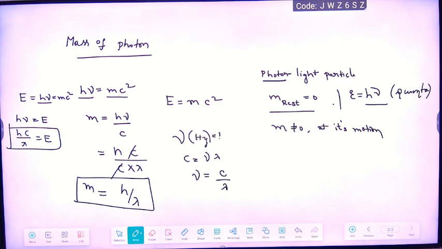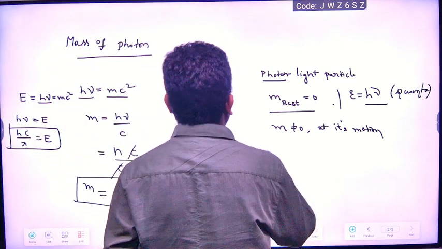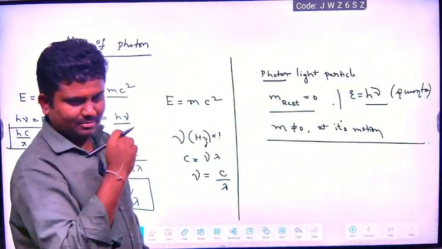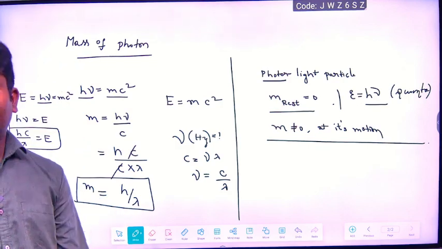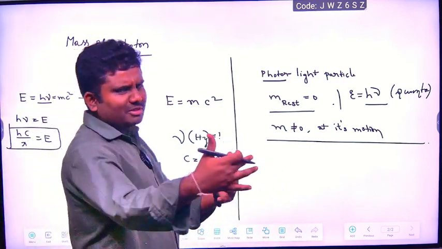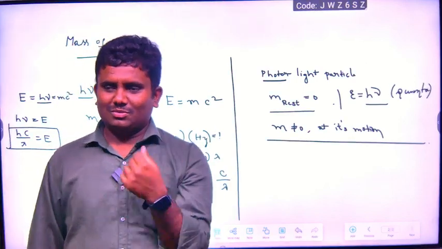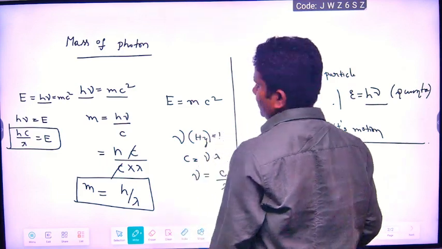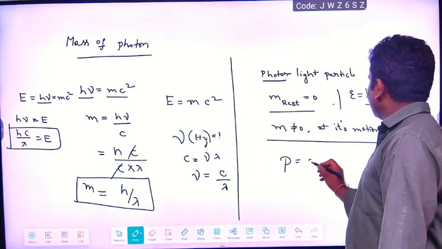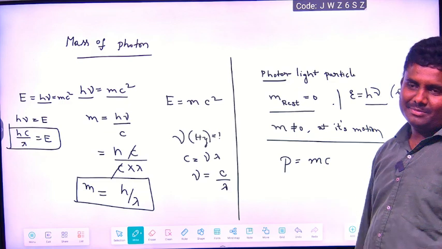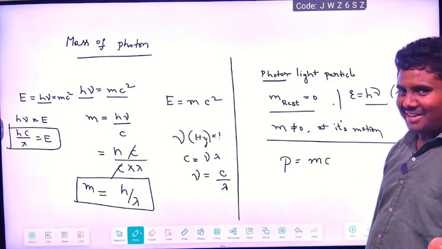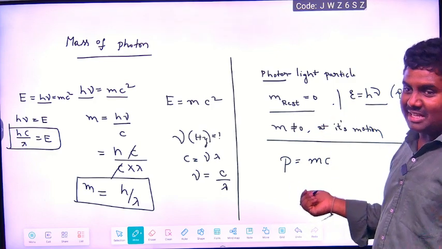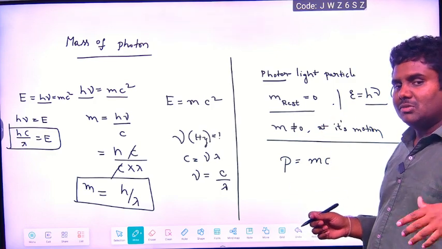So what is the momentum of photon? This is the energy. What is the momentum of photon? Movement means what? Photon will move, so it has a momentum. The momentum is represented by P. Correct, right? Mass into velocity is momentum. But here I am using C because it is the fastest velocity. Celeritas we call it; C means celeritas. That speed is very fast.